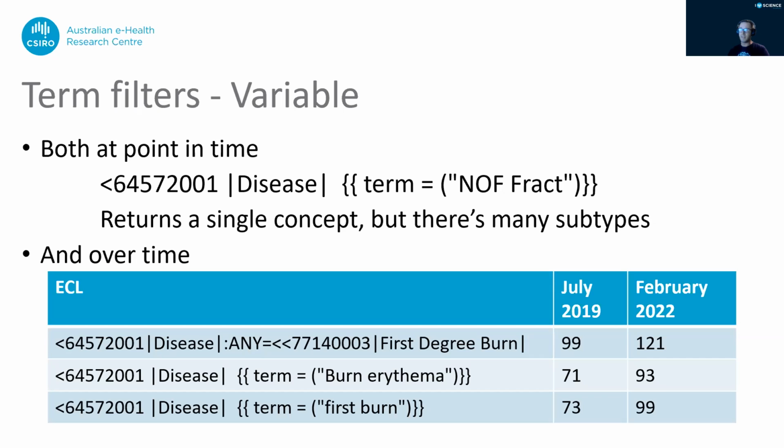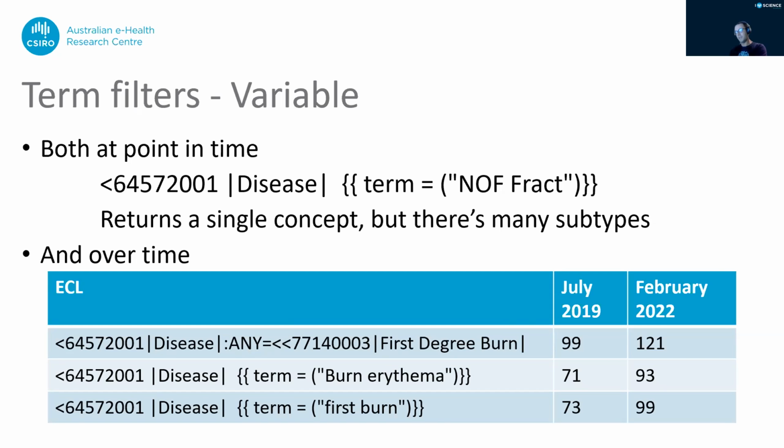Things to be aware of is that with term filters, the experience can be variable, both at a point in time. So this first example here, if I just do a query for subtypes of disease using the term filter of NOF fracture, which is supposedly a common abbreviation for neck of femur fracture, it does match a result. You get one result back, but there's a whole bunch of subtypes that are also neck of femur fractures. It won't return any of those. But also it can change over time.